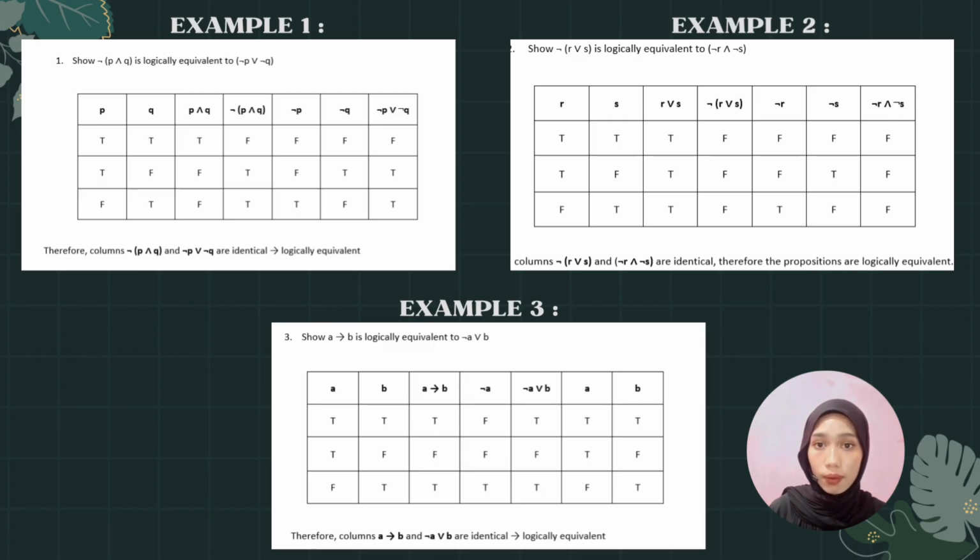In summary, a truth table provides a clear, systematic method for verifying logical equivalence by comparing the resulting truth values of different expressions across all possible scenarios.